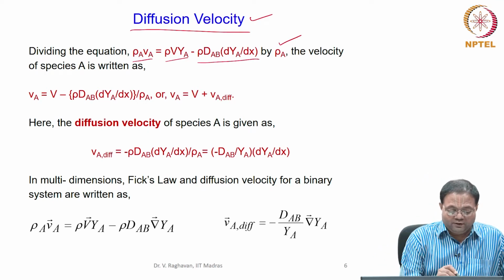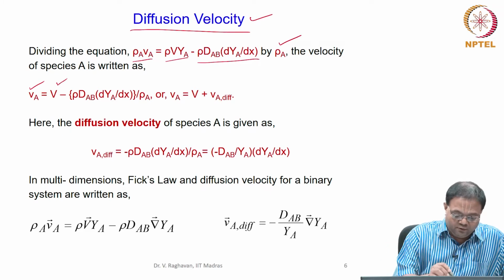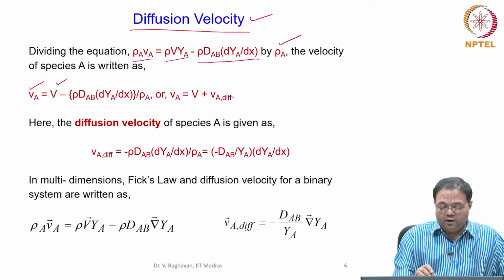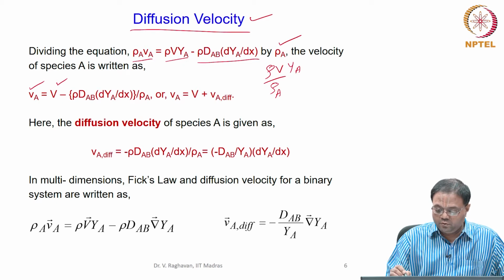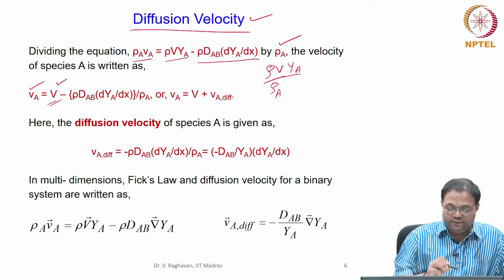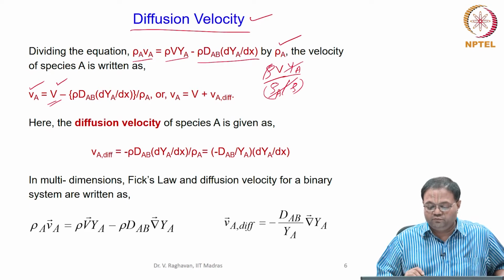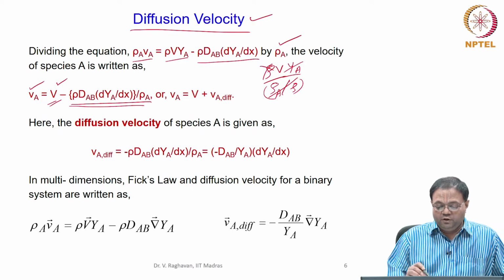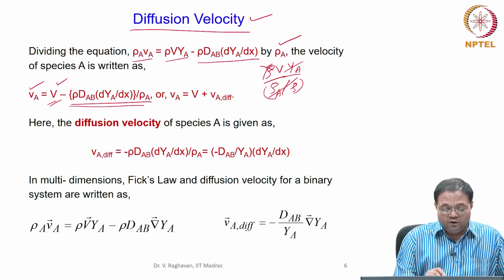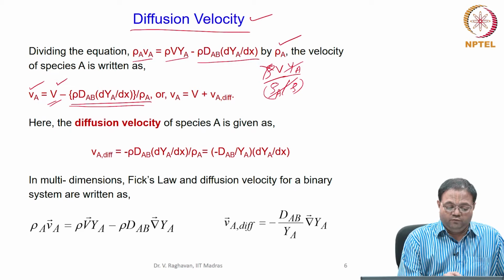Now let us divide this equation by rho A, the density of the species A. The left hand side becomes V A, the species velocity of A. On the right, if you divide rho V Y A by rho A, the mass fraction cancels, so you will get just V, the bulk velocity, minus the term rho D A B dY A by dx divided by rho A. So this is the species velocity V A.